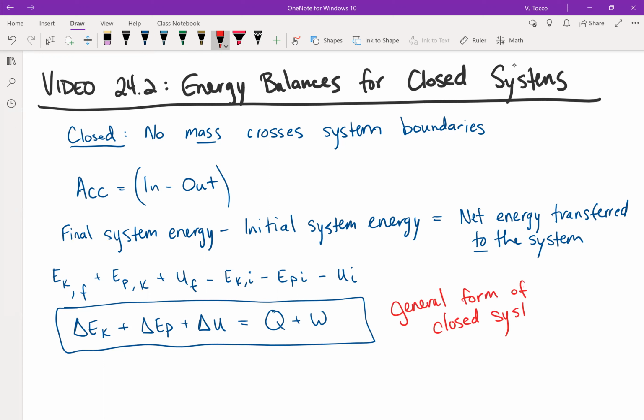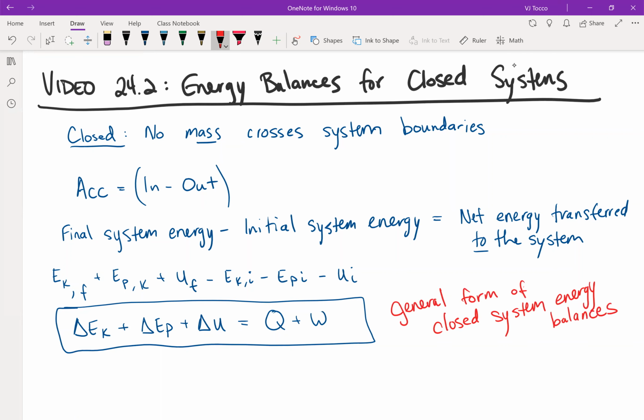And just like the mass balance, it is very deceptively simple. So it doesn't look like that tough of an equation, but figuring out what all these terms mean is the difficult part. Closed system energy balance. So we'll get to how to derive all these terms in good time.